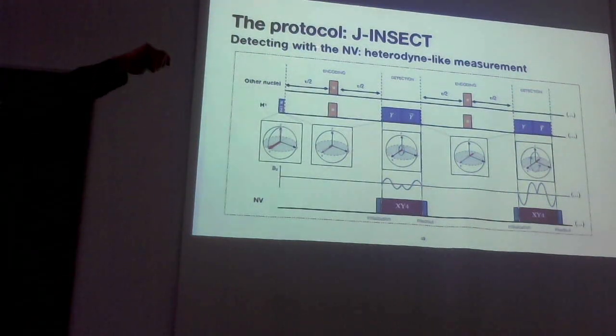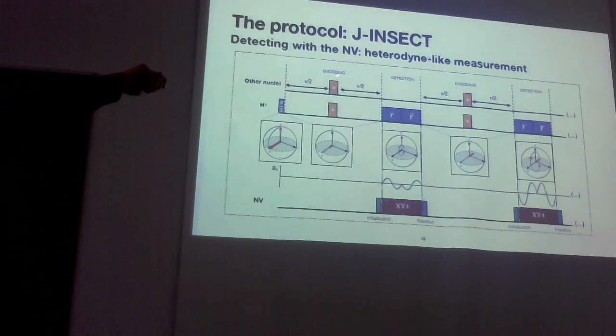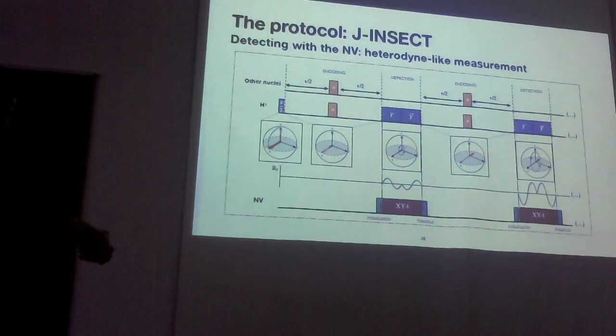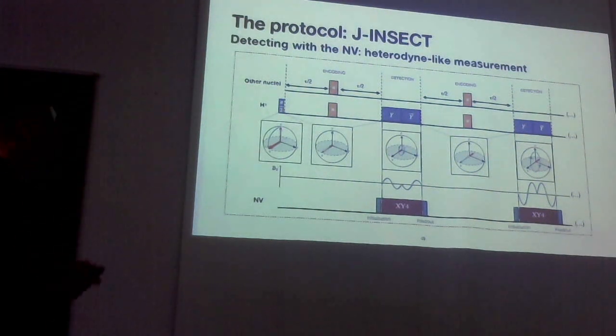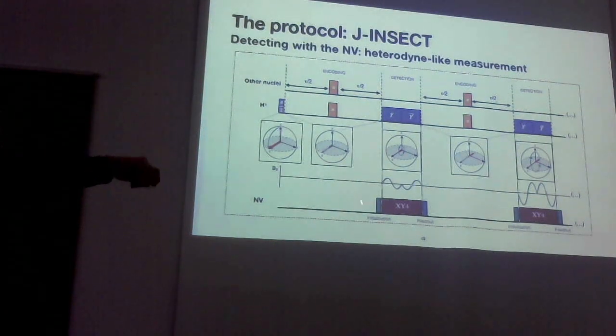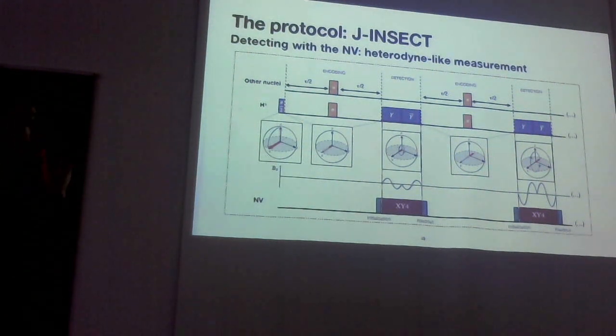So you have first an encoding stage. Here you let the system evolve freely. It will evolve under J-couplings, chemical shifts, etc. You apply the pi pulses that you are interested in, and then you let the system evolve again for the same amount of time. Recall that after this process, you will only keep the information about the J-couplings, and you will cancel, in principle, everything else. Then you detect with this heterodyne-like measurement, and you repeat again and again, and you reconstruct a signal that encodes the information that you want.